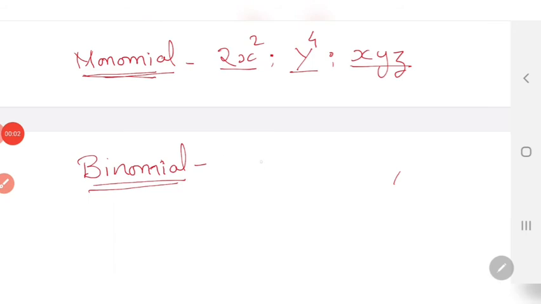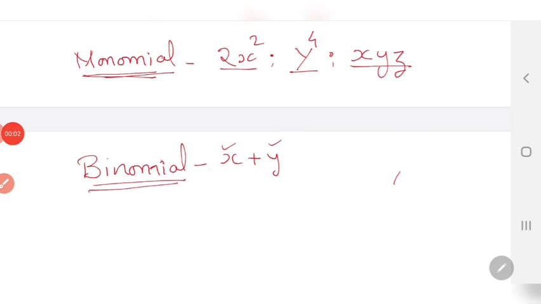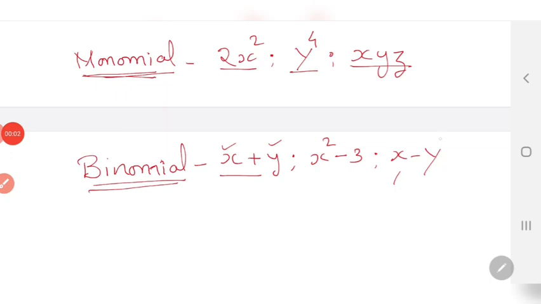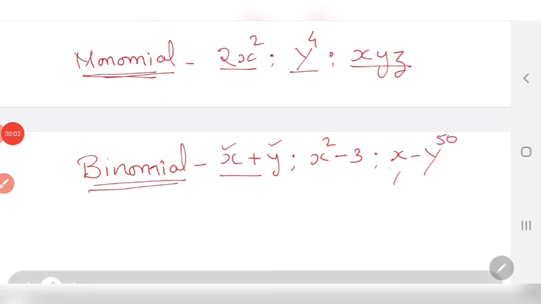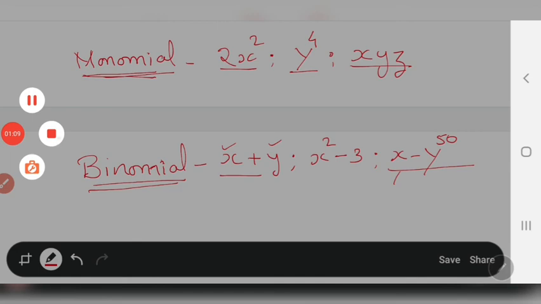Then what is a binomial? Binomials are algebraic expressions having two terms, x plus y, first term and second term. So we call it a binomial. Or x square minus 3 having two terms, first and second, so it is known as a binomial. x minus y to the power of 50 is also a binomial since it has only two terms. So children, I hope you understood these points.